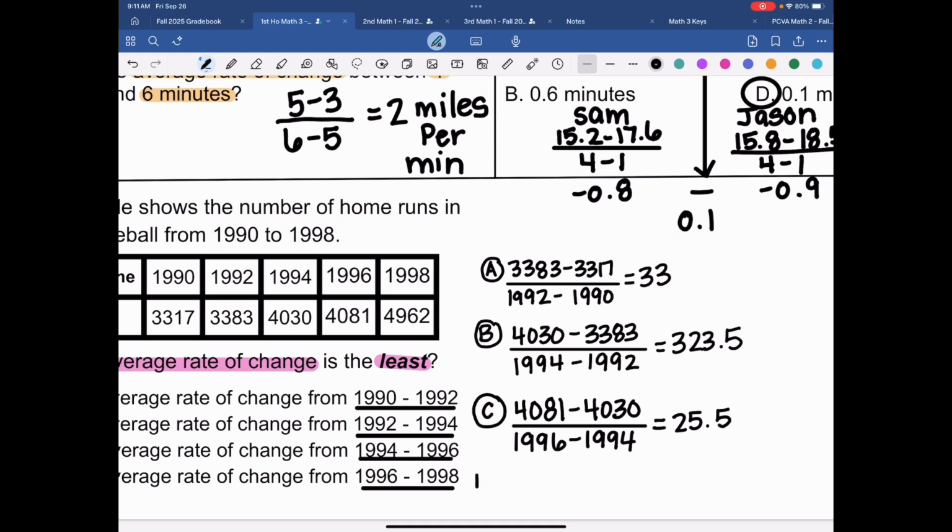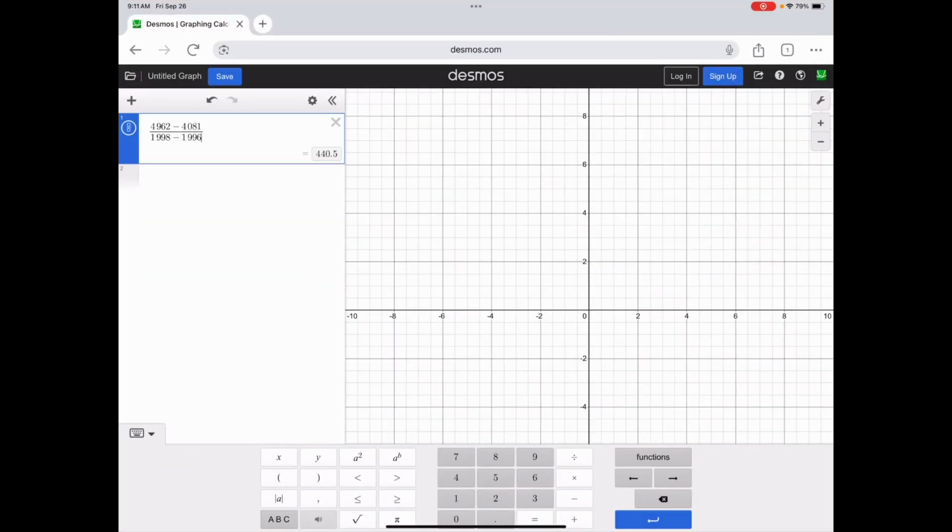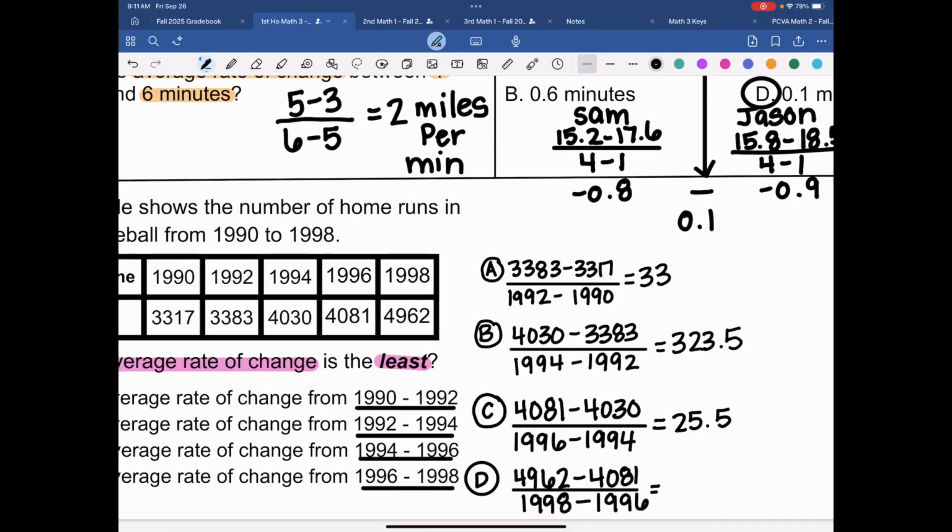All right, and then the last one. And then once we have that last one, we can look at which rate of change is the least in value. All right, so we're going to do 1996 to 1998. So we're going to do 4,962 minus 4,081. And we're going to divide that by 1998 minus 1996. That one we get 440.5.